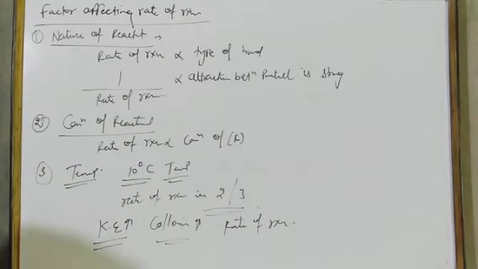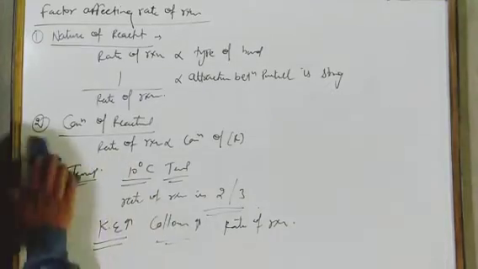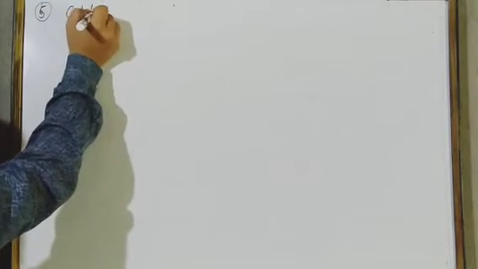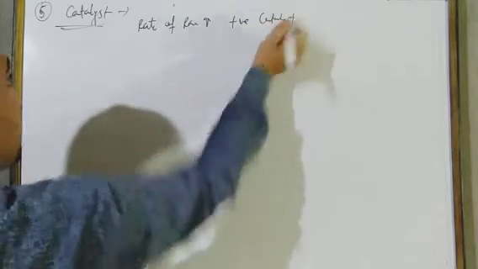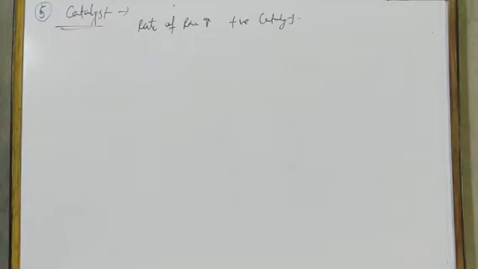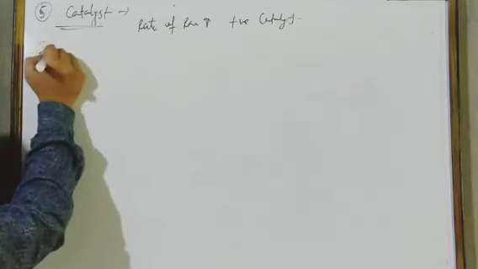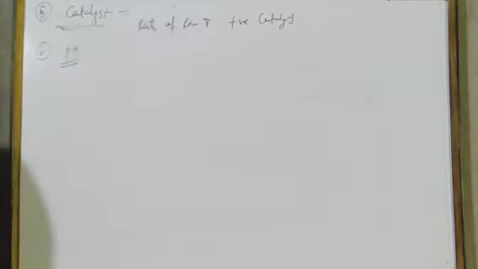Fourth is catalyst. We know that catalysts are outer substances which affect the rate of reaction. If you want to increase the rate of reaction, then you have to add a positive catalyst, and if you have to decrease the rate of reaction, then you have to add a negative catalyst. So by adding a catalyst, the rate of reaction is affected, and if you add a positive catalyst in the reaction, then the rate of reaction will increase. Then another one is pH of solution.